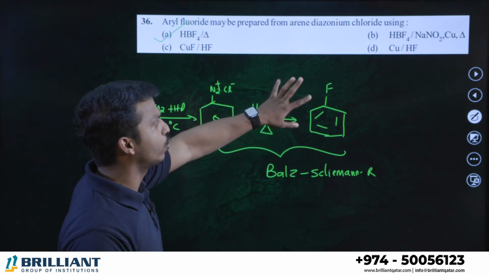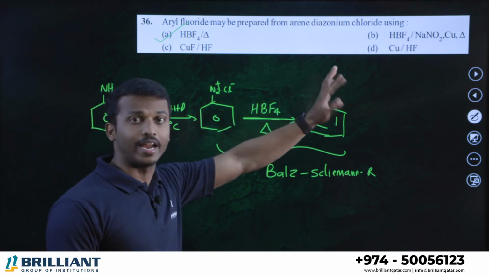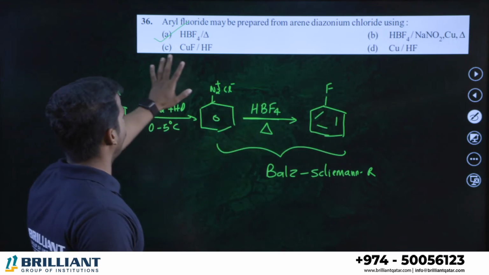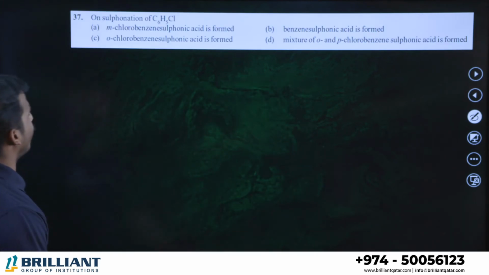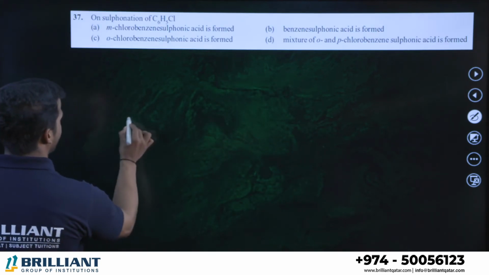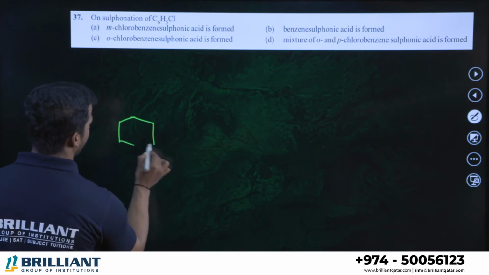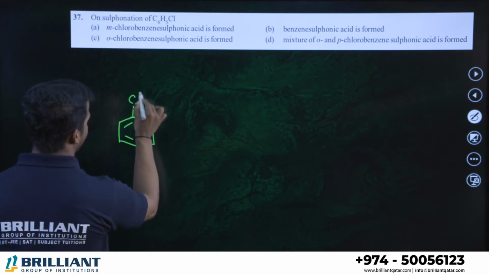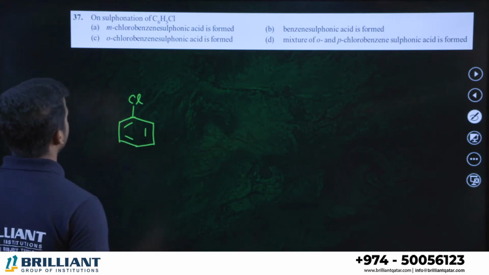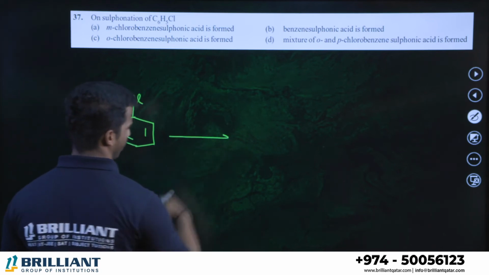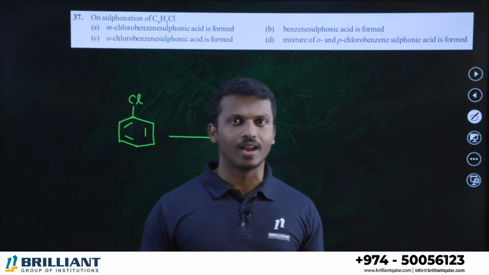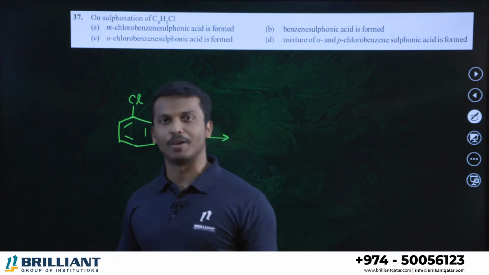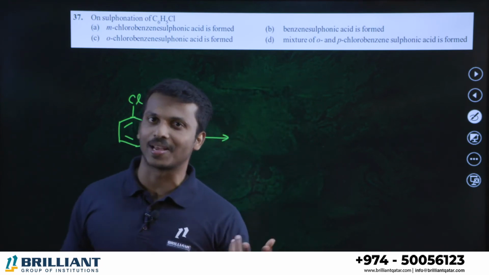NaNO2 with copper on heating, you will get nitrobenzene, not that. HBF4 then heating. Next one. On sulfonation of C6H5Cl. What is C6H5Cl? That is chlorobenzene, again the chapter haloalkane, haloarene. This is chlorobenzene on sulfonation. During nitration, if you want the nitro group as an electrophile, normally we use nitrating mixture, concentrated nitric acid and sulfuric acid.